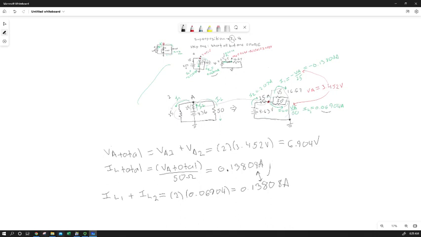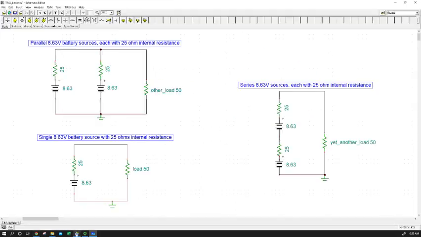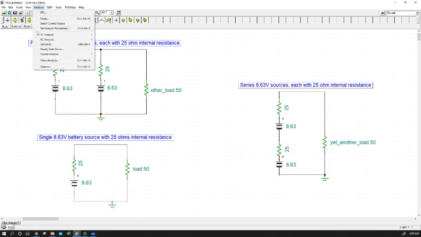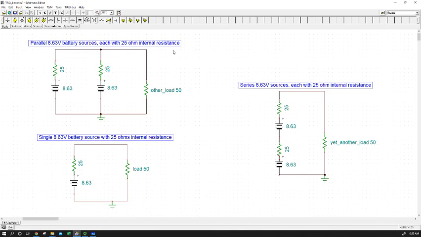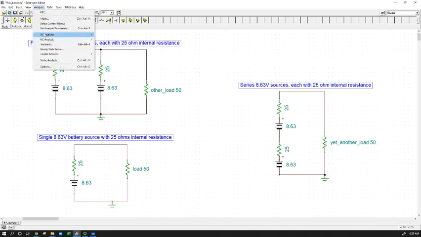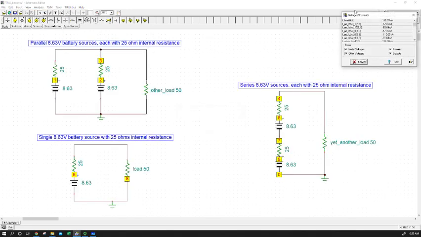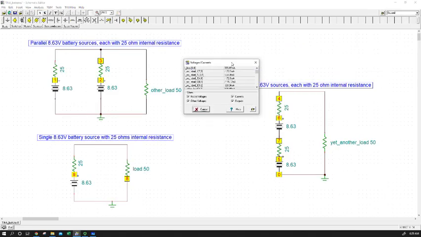And if we want to be even more careful and we want to check back with our simulator, I'm going back to our TINA from the previous video. Here's the configuration we just solved. So let's go back and rerun our DC analysis, our table of results. There we go.